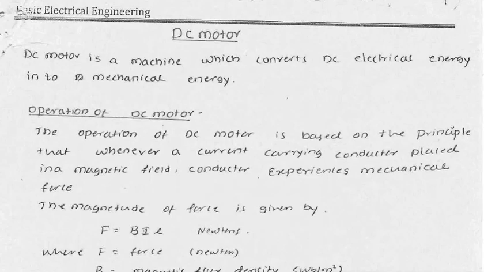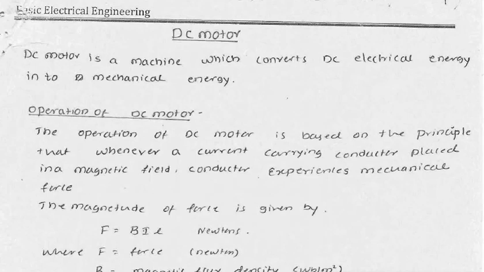In this session, we are going to study about the DC motor. And what is a DC motor? First of all, motor. What is a motor? Motor is a machine which converts electrical energy into mechanical energy. And DC motor is the machine which converts direct current electrical energy, DC electrical energy into mechanical energy.